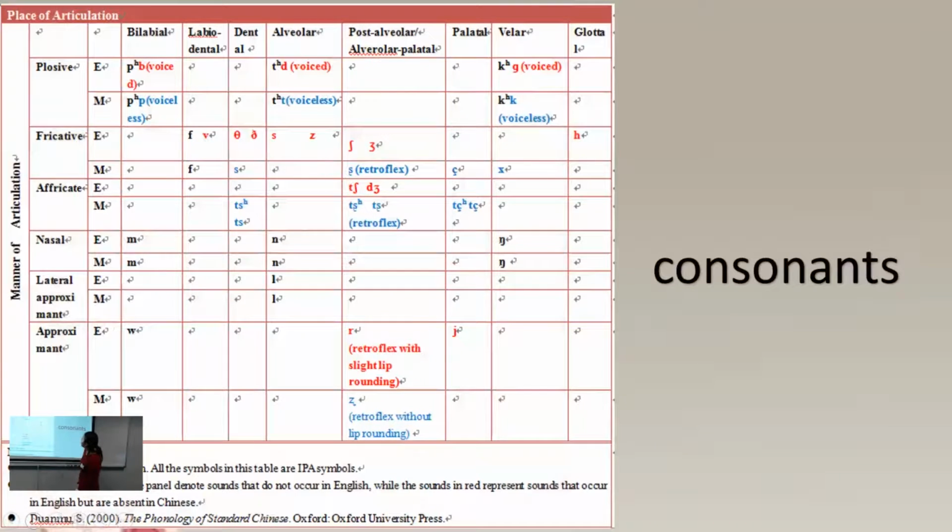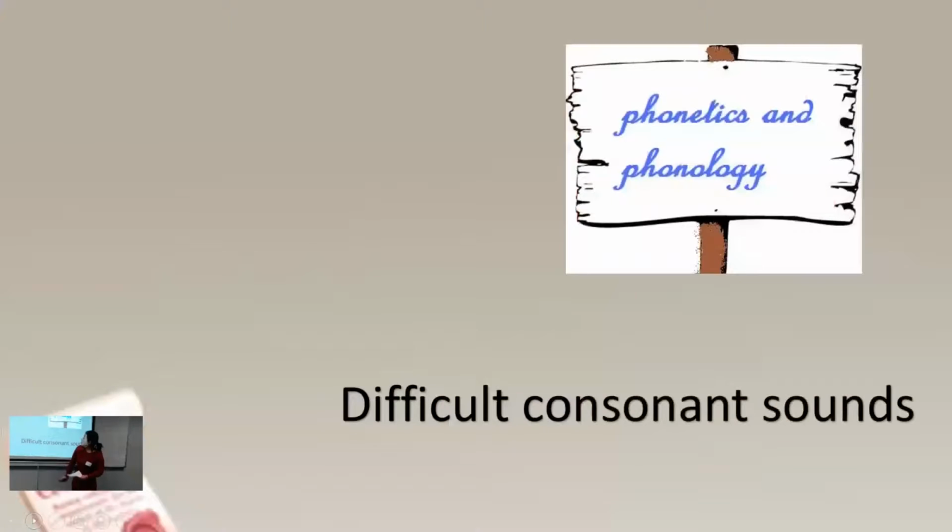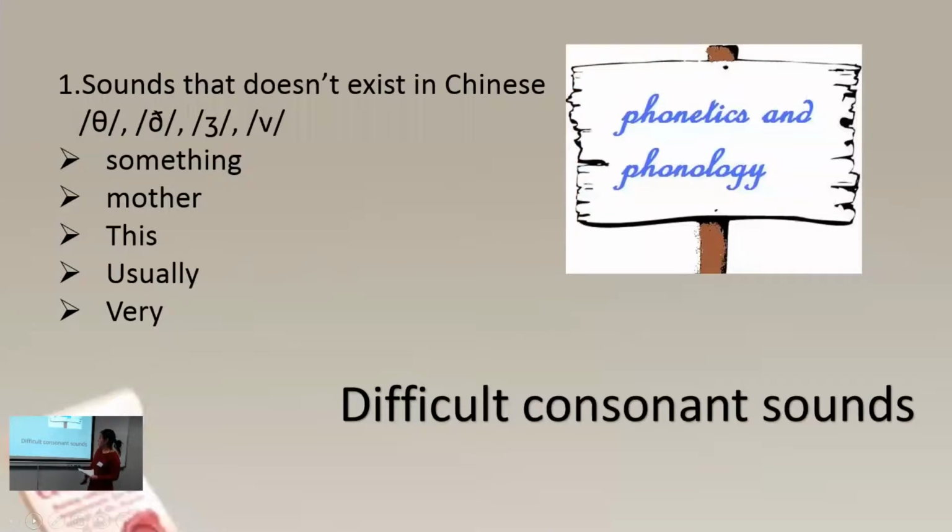Consonants. Okay, this chart compares Mandarin consonants and English consonants. You can see there are parts that are the same, but there are some small differences, and there are things that are just different, existing in one language but not another. That brings me to the first point: difficult consonant sounds that don't exist in Chinese.